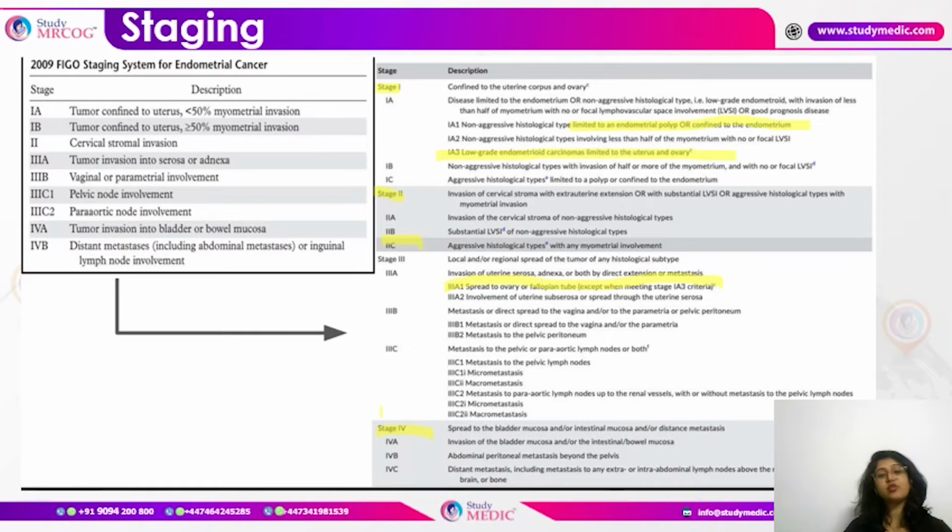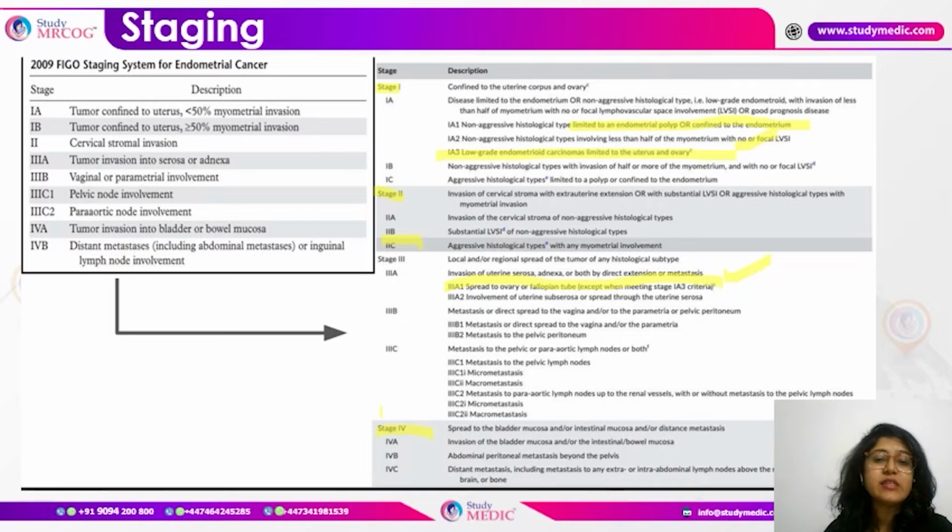1A3 is actually synchronous ovarian and uterine primary. However, 3A1 is when the endometrial cancer has actually spread to the ovaries. Okay, so this is the difference. These are two very important stages which you need to remember: 1A3 and 3A1. Now coming to 1B, 1B is more than or equal to half of the myometrium.